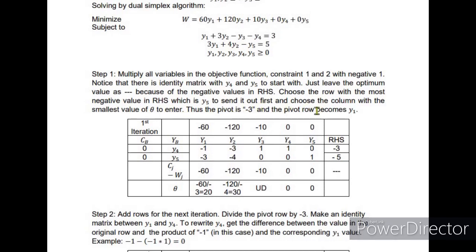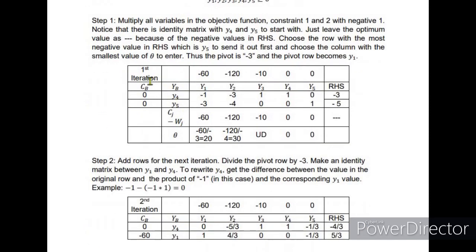So we will send it out first and choose the column with the smallest theta to enter. So what is the smallest value of theta to enter? You notice that the computation of theta is placed here, on the columns. It is computed through columns, which is a different way of solving than we used to do. So this is done in the dual simplex.